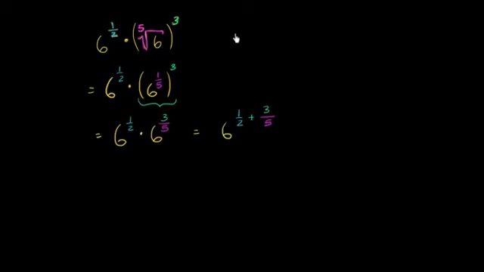Well, we could find a common denominator. It would be 10. So this is the same thing as 6 to the, instead of 1/2, we can write it as 5 over 10, plus 3/5, which is the same thing as 6 over 10 power, which is the same thing, and we deserve a little bit of a drum roll here. This wasn't that long of a problem. 6 to the 11/10 power.